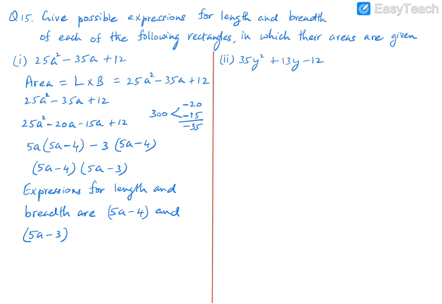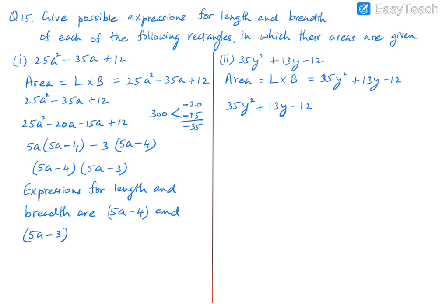Okay, we have the second expression here. Again, this is the expression given for the area, and we have to find the length and breadth expressions. So let's write down again. Area equals length into breadth, and that is given to be 35y square plus 13y minus 12. And again, basically what we have to do is simply factorize this expression and find its two factors. One of the factors will correspond to the length and the other will correspond to the breadth of the rectangle. So we need to factorize 35y square plus 13y minus 12.